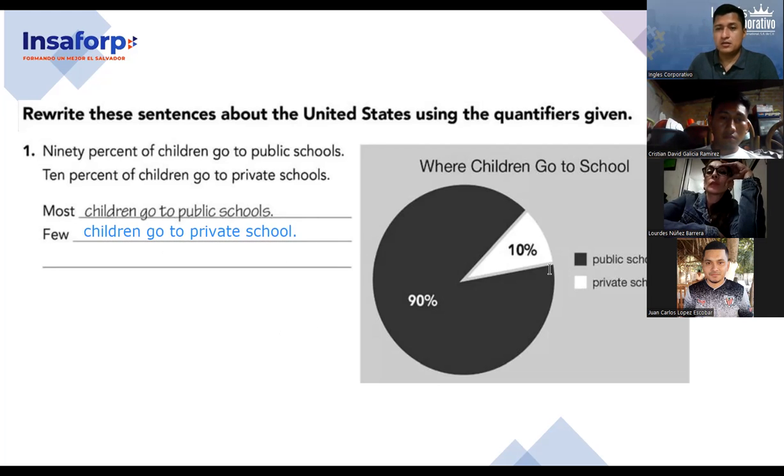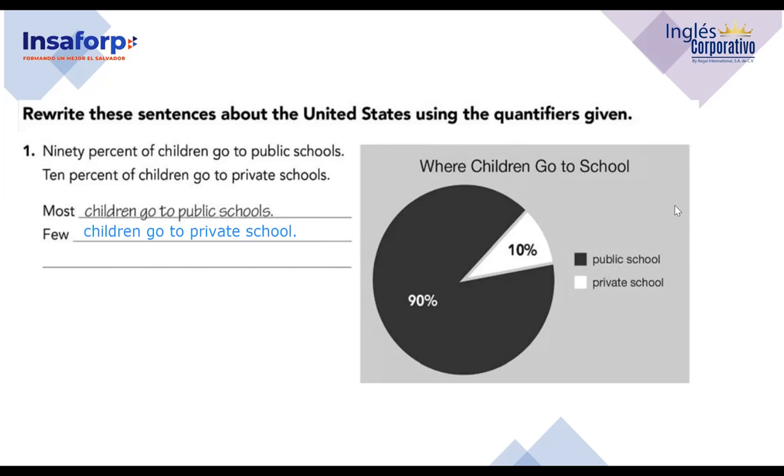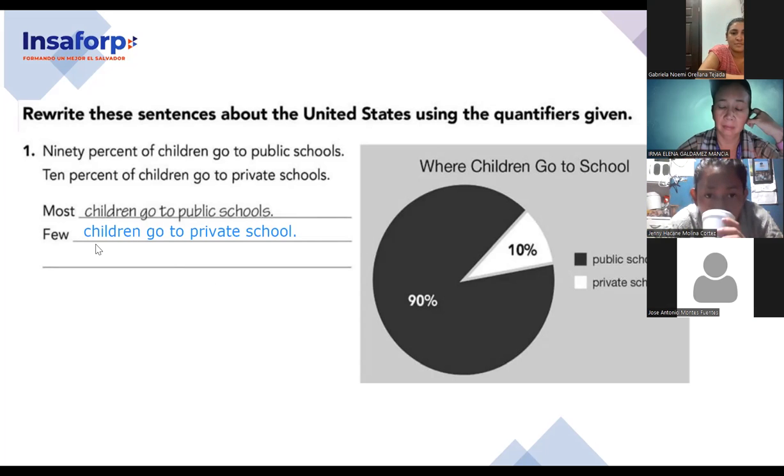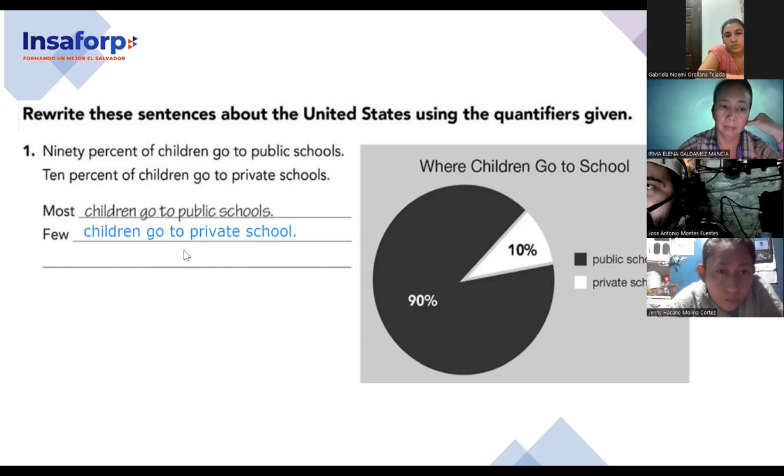Teacher, disculpe, una observación. En el ejemplo anterior vi que siempre ponía of the children. Pero en el video vi que después del quantifier siempre va el plural. Entonces, yo diría most children sin decir of the children. Exactly, Juan Carlos. Very good. Yes, that is correct. Sí, ahí me equivoqué. Le puse el of, creo que a todos. Thank you so much for letting me know. So, quedaría así, right? Es más fácil así. Most children go to public school, and few children go to private school.